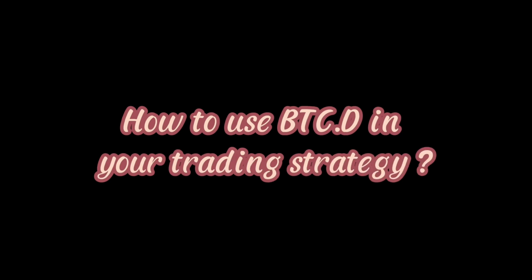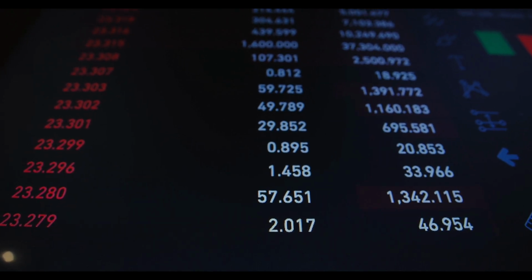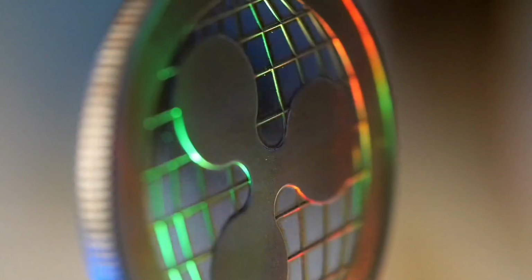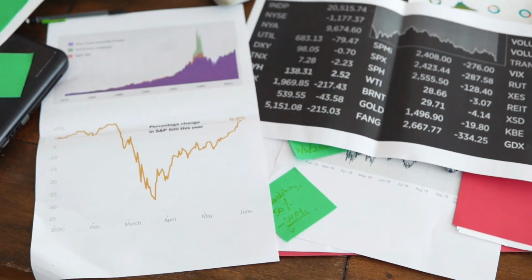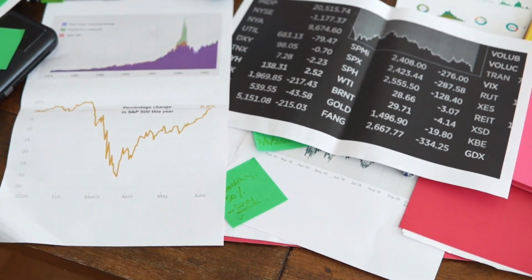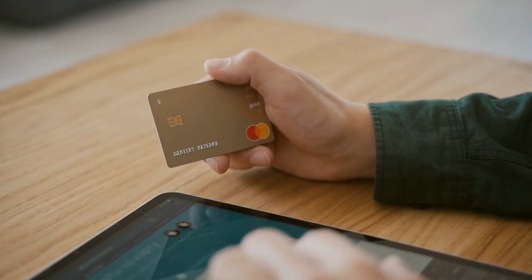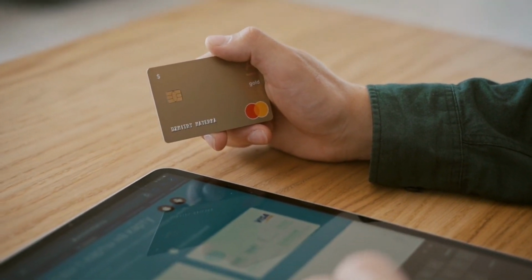How to use BTC.D in your trading strategy. Now, let's talk about how you can use BTC.D in your trading strategy. Some traders use BTC.D as a contrarian indicator. For example, if BTC.D is extremely high, they might consider buying altcoins. Others use it to gauge the overall health of the crypto market.